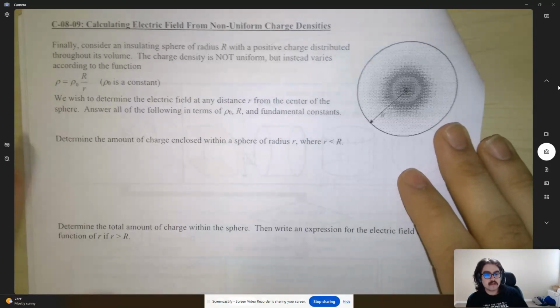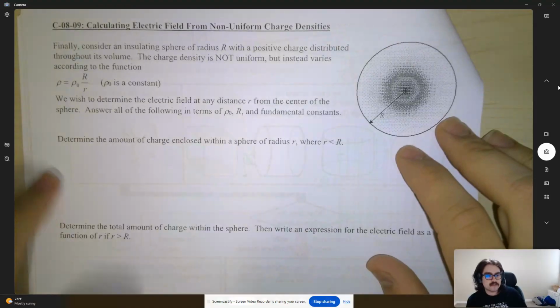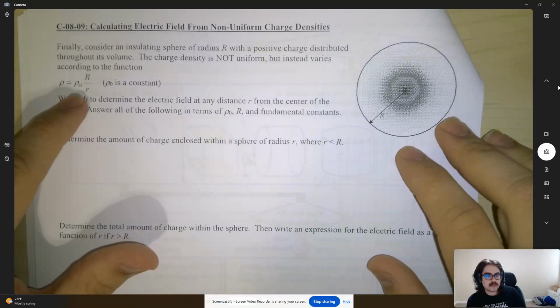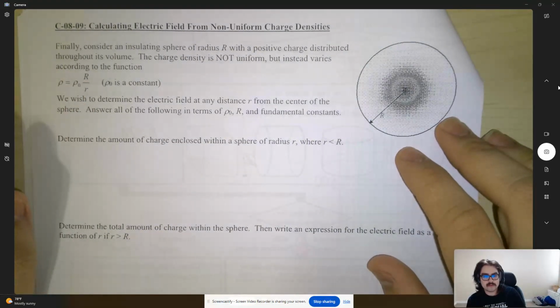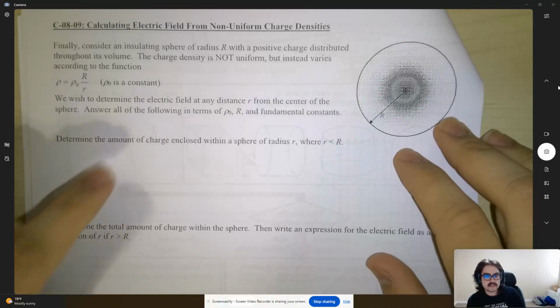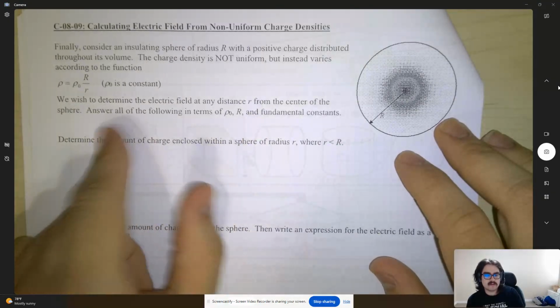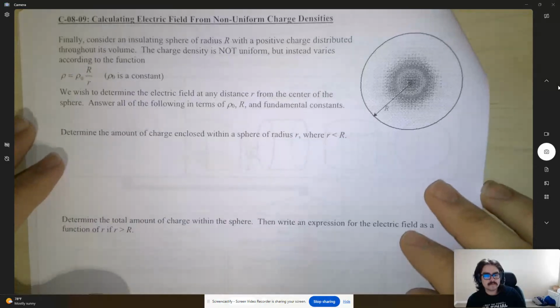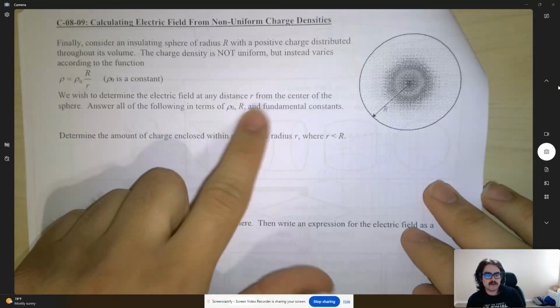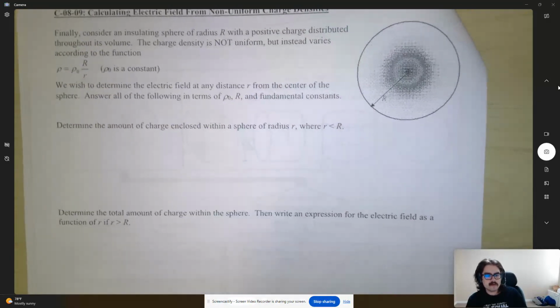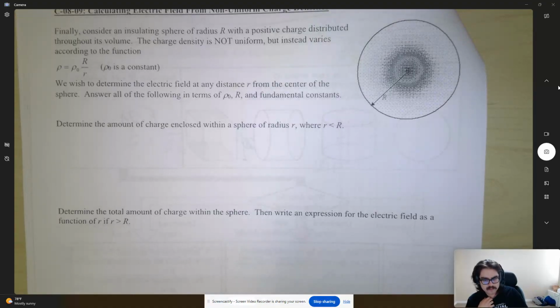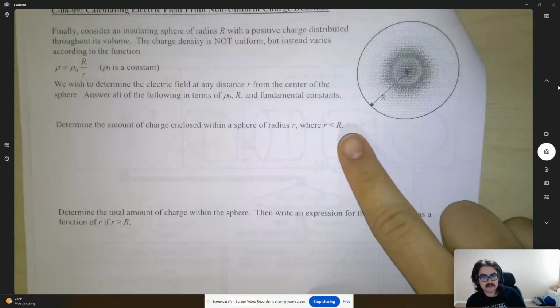Okay. Charge density is not uniform. It varies with this function right here. Rho equals rho naught times capital R over little r, where little r is the distance from the center of the sphere that we're going to pick. Okay. Answer all the following in terms of rho naught, R, and fundamental constants. Determine the amount of charge enclosed within a sphere of radius r, where r is greater than big R.